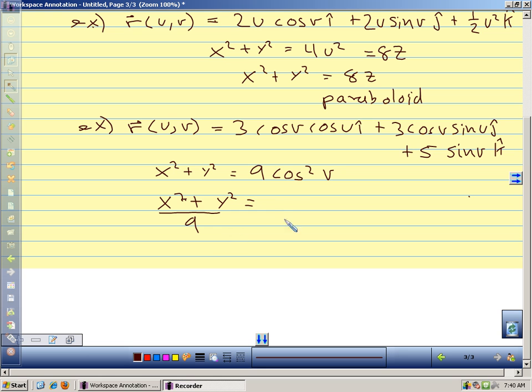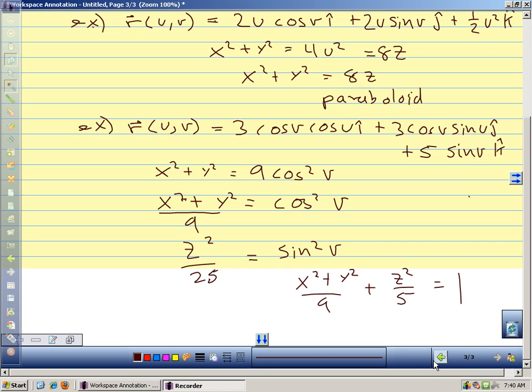X squared plus y squared over 9 equals cosine squared v. Z squared over, sorry, over 25 equals sine squared v. So we can say x squared plus y squared over 9 plus z squared over 25 equals 1.